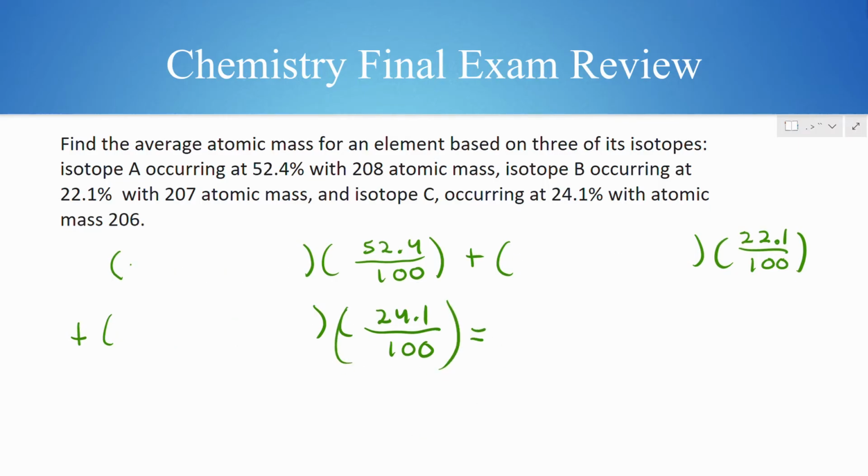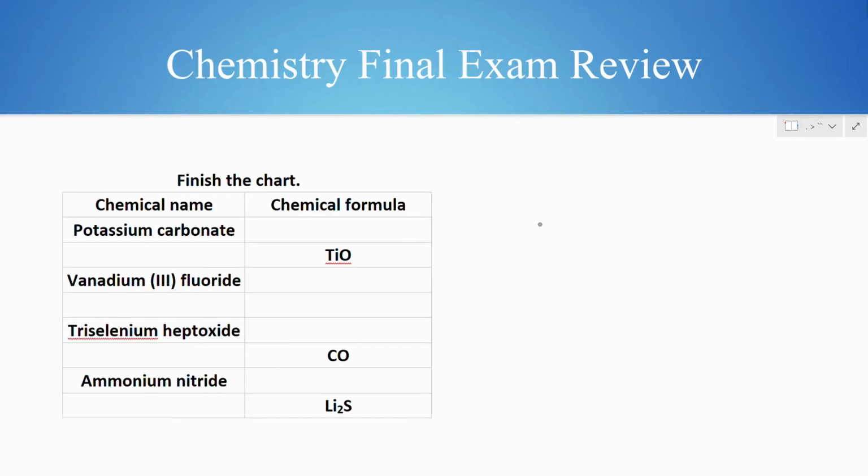Now let's replace these masses with the ones given in the problem. So for A, it is 208. For B, it is 207. And for C, it is 206. This turns out to be 204.39.